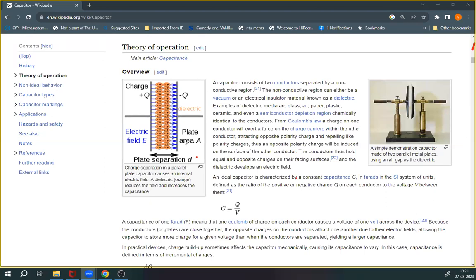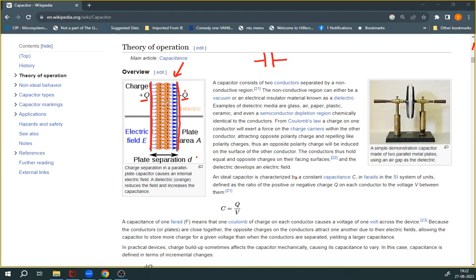So let's have a look at the theory of operation. As you can see in this picture, there are two plates of the capacitor and there are two terminals. That's the one plate and that's the second plate, which hold the charges of opposite polarities. Plus Q indicates the positive charges that are deposited on one plate of this capacitor, and the negative Q indicates negative charge carriers which are deposited on the other plate.